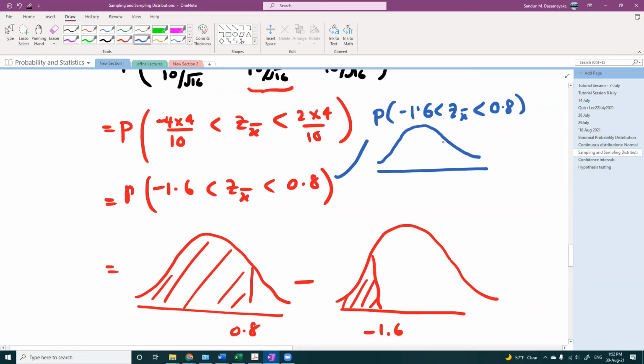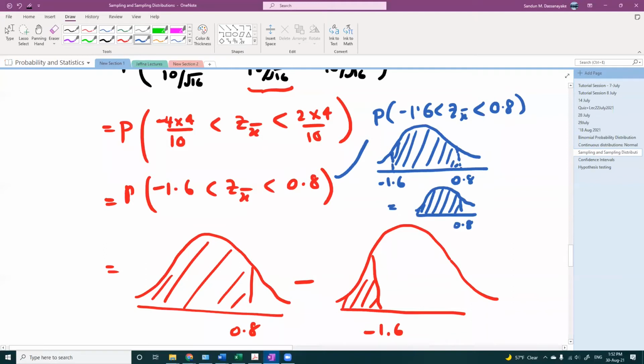So Z is going to be greater than negative 1.6 and it should be less than 0.8. So the area that you need to calculate is this part. Okay. So visually think about what you need to find. If you understand the visual, you can see that the area under the curve that you need to find here is somewhat like this. If you can read the table and get the value of Z being less than 0.8, you get the whole area here.